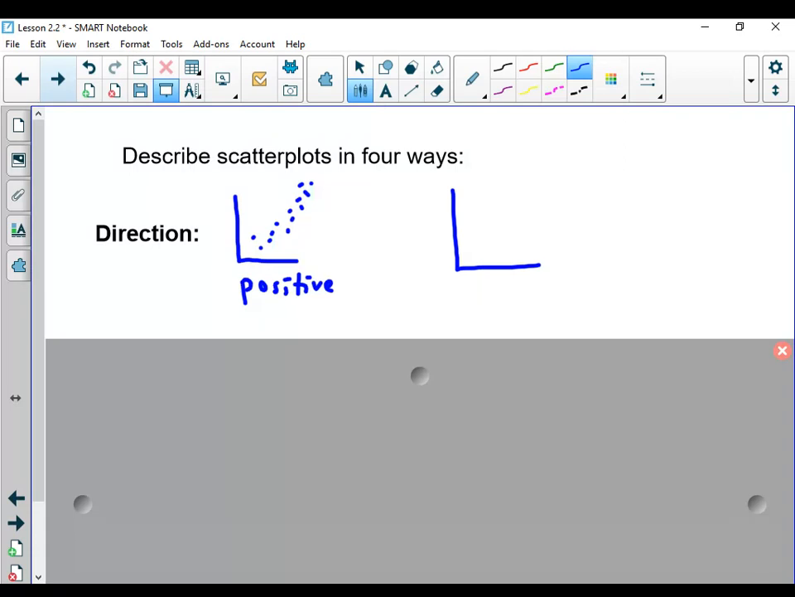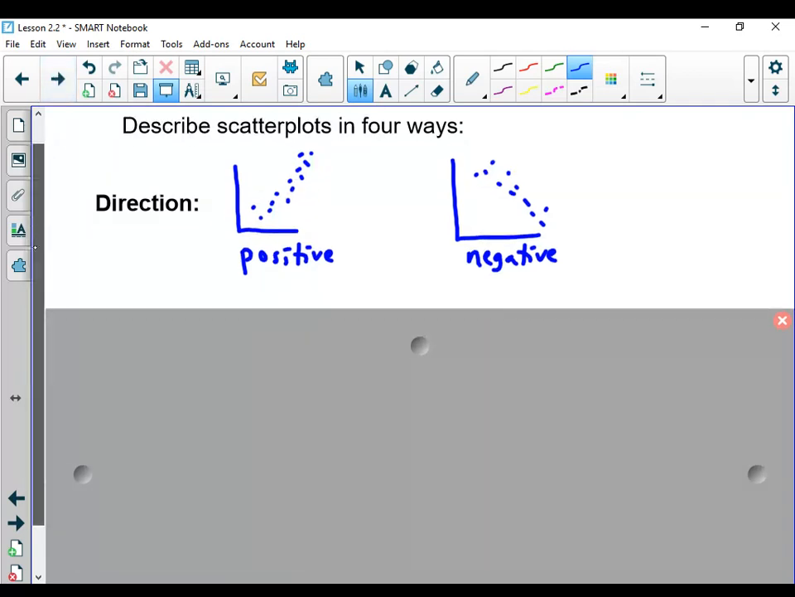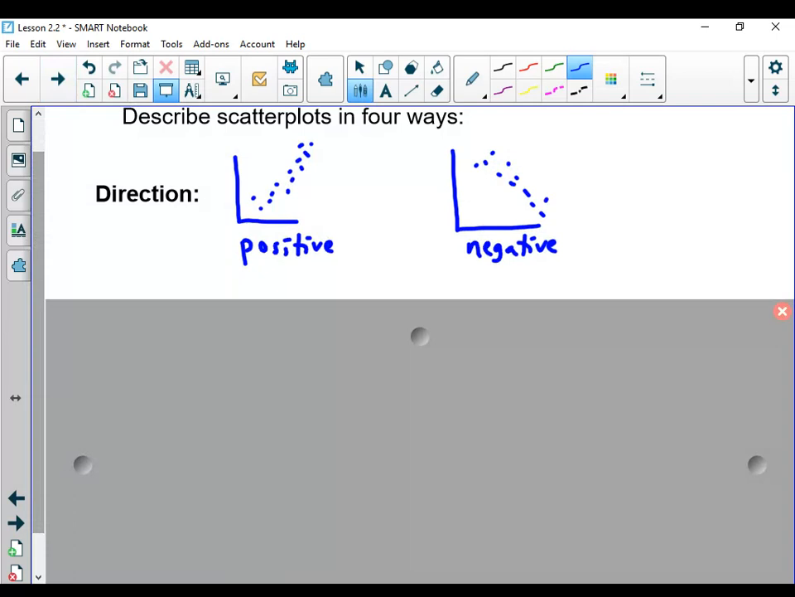Versus if they're decreasing, then we're looking at a negative direction. Sometimes that's really easy to figure out. Sometimes it's really easy to see they're going up or they're going down. Other times it's a little more difficult. But when I ask for a description, that's one of the things I'll ask for: is it positive or negative?